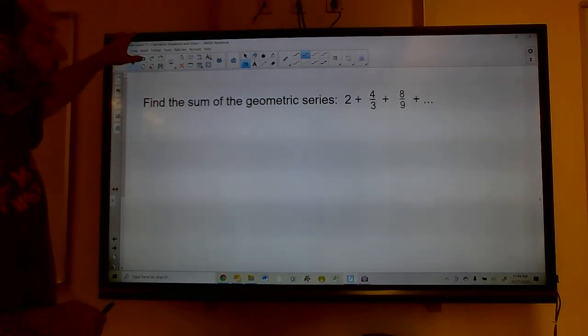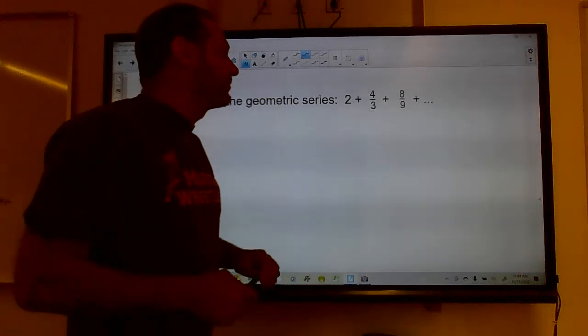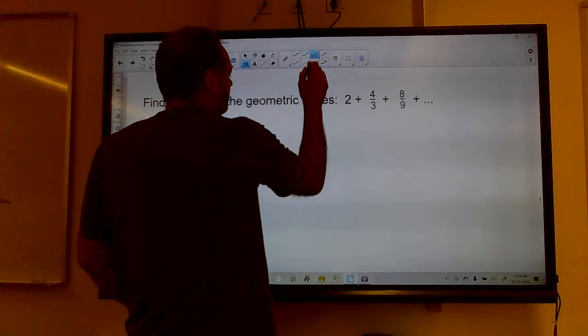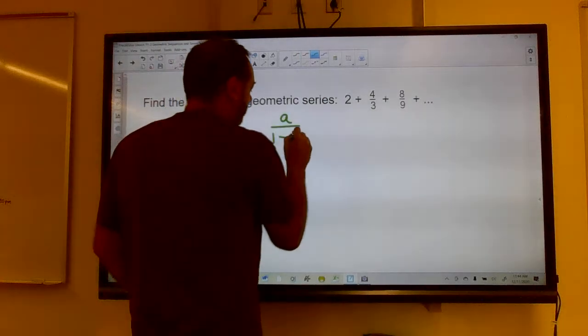So, find the sum of the geometric series 2 plus 4/3 plus 8/9 plus dot dot dot forever. Okay, so remember our formula is going to be a over 1 minus r.